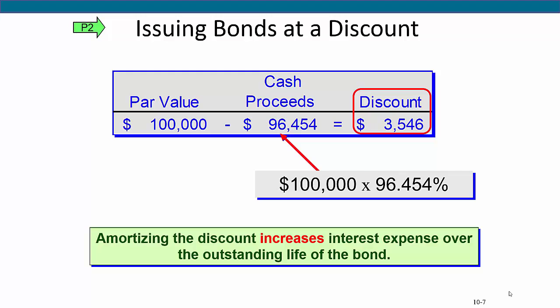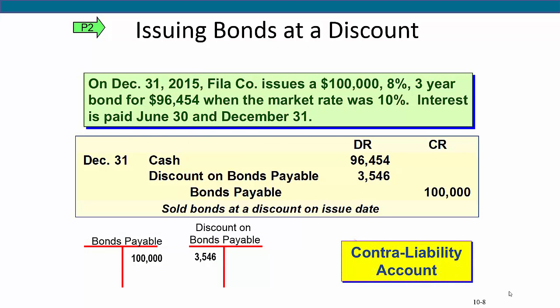So how do we record this in the books? On the issue date, Fila will debit cash for the amount of the cash proceeds. They will credit bonds payable, which is the liability account, for the par value of the bonds issued, and debit discount on bonds payable for the difference between the two. The discount on bonds payable is a contra liability account and has a normal debit balance.